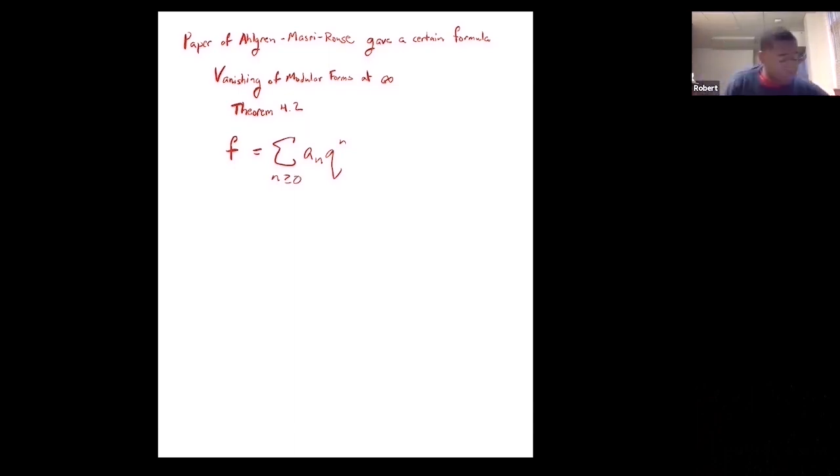And so you can have the notion of the order of vanishing at infinity. What is this? The order of vanishing at infinity is exactly where this expansion starts. It's the first non-zero coefficient. Imagine that I had a modular form that starts with q plus blah, blah, blah. Then the order of vanishing is exactly 1, because the first exponent for which there is a non-zero coefficient is 1.